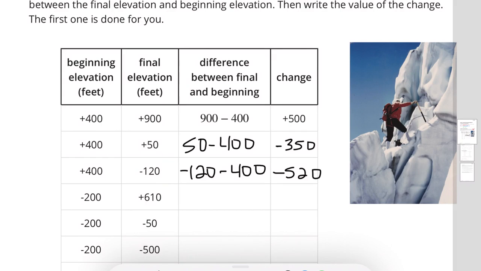Okay, and the next one we have a beginning elevation of negative 200 feet. My final elevation was at positive 610 feet. So it would be 610 minus negative 200. Think about if you start at negative 200 on a number line. You have to travel 200 units to get to 0, and then 610 more units to get to 610. So that would be a total of 810 feet of change. And you're traveling up, so it would be positive 810.